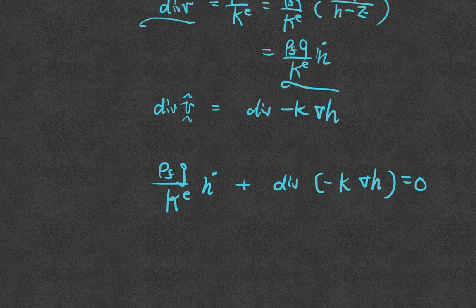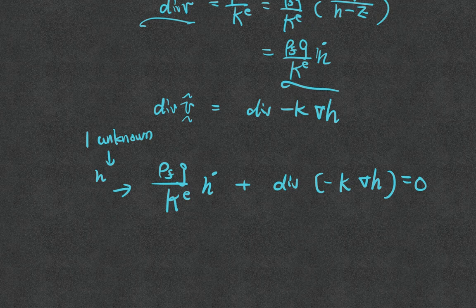Now, how many equations do I have here? I have one equation, right? How many unknowns do I have? Previously, I have 6 unknowns. Right now, I only have 1 unknown, and that unknown is simply h, the potential. Do you see that? h dot and the gradient of h, the divergence of h.